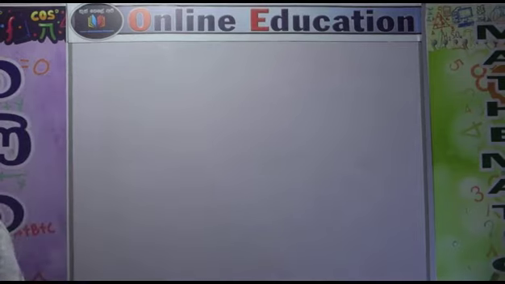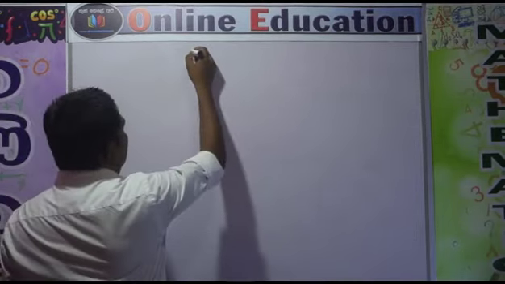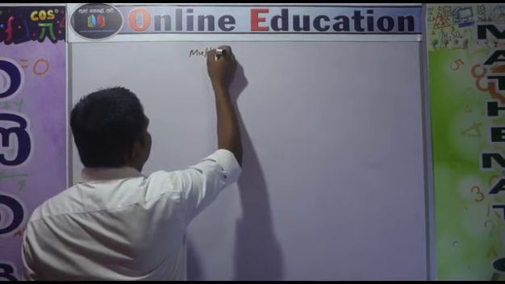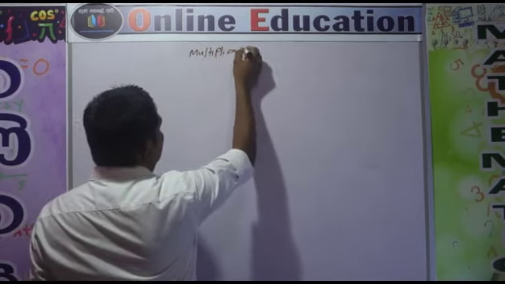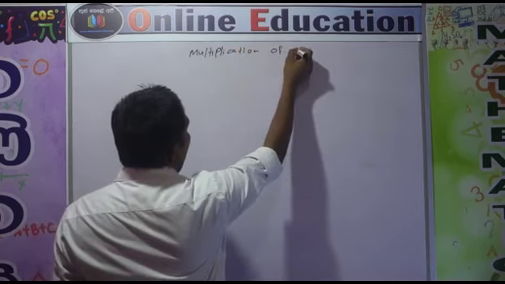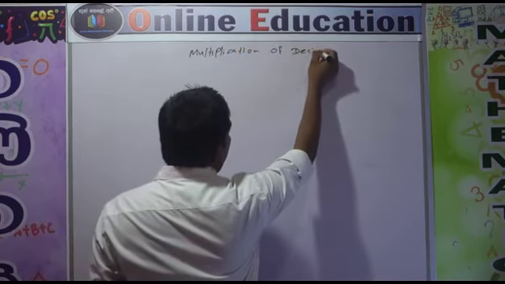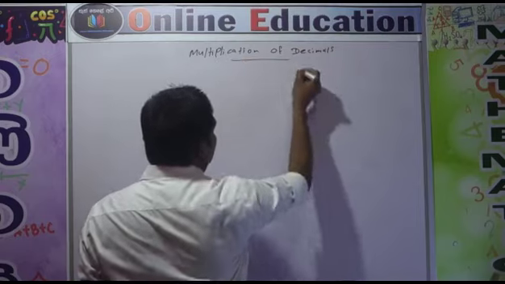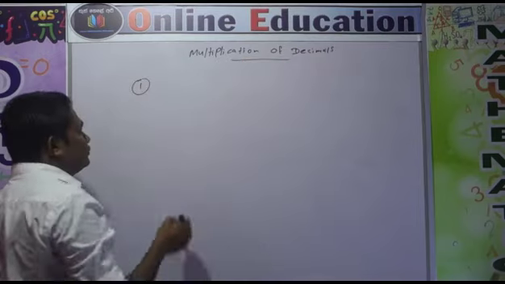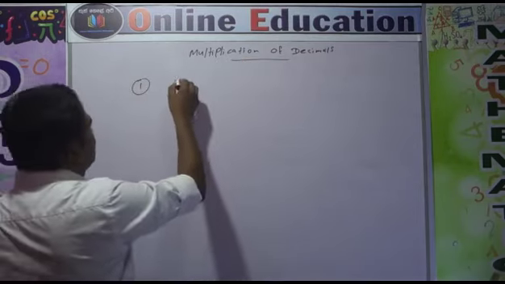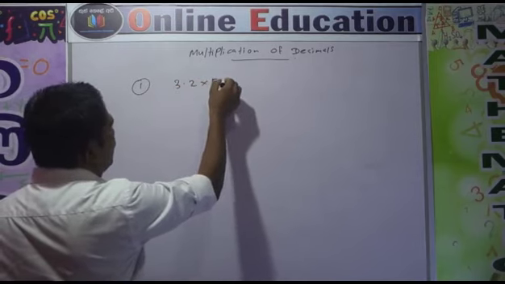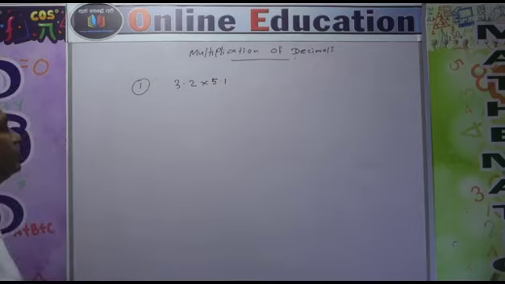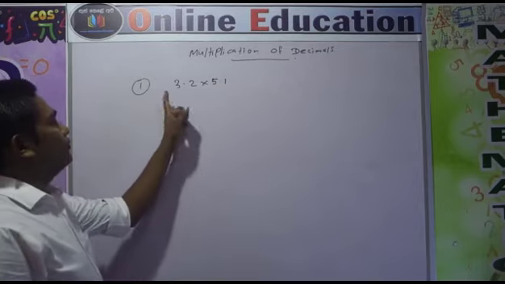Now we are going to discuss multiplication of decimals. Multiplication of decimals. First one, 3.2 into 5.1. We'll see. Forget decimals.